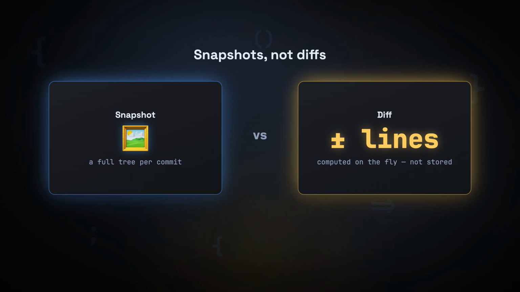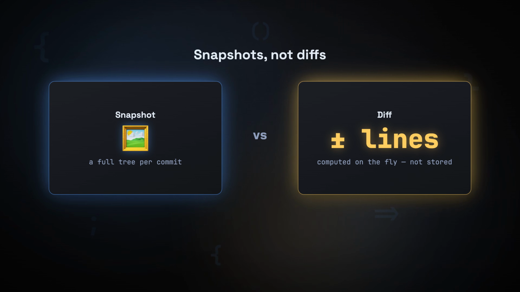You'd expect Git to store the difference between versions, a list of lines added and removed. It doesn't. Every commit references a complete tree, a full snapshot of every file as it existed at that moment. Git stores whole pictures, not the edits between them. The diffs you see when you run git diff aren't stored anywhere. Git computes them on the fly by comparing two snapshots.